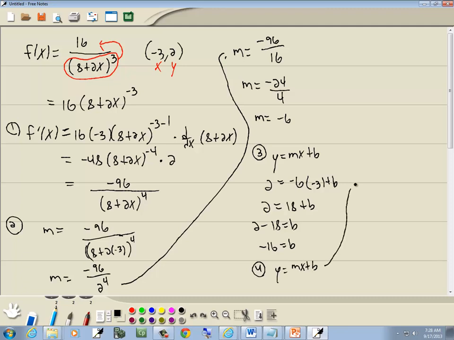Now step 4 is to actually write our answer down. So we'll plug in the m we found in step 2, which is negative 6. We'll plug in the b we found in step 3, which is negative 16. And our answer is y is equal to negative 6x minus 16. Now I'm going to do a quick check on some of my math. If I plug in the negative 3 for the x, negative 6 times negative 3 is 18. 18 minus 16 does give me the y part, which is 2. So that's our answer.